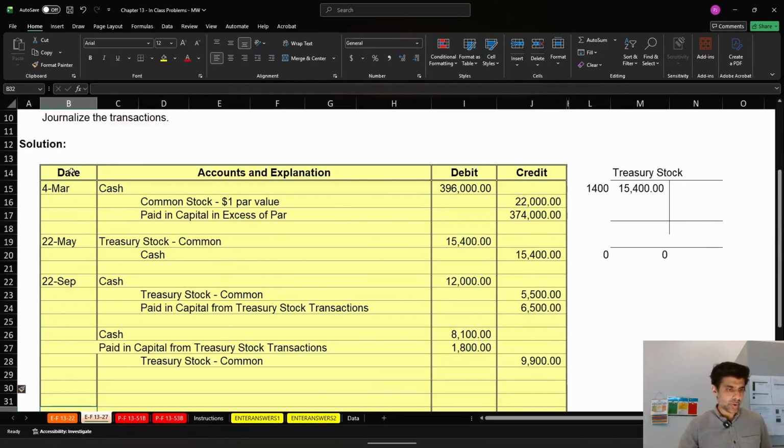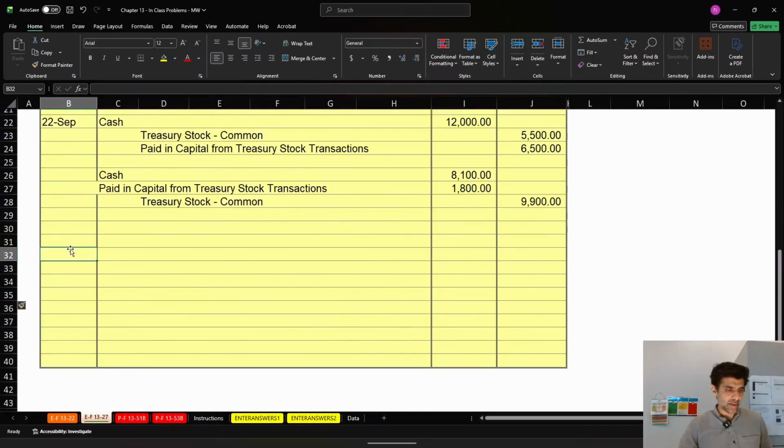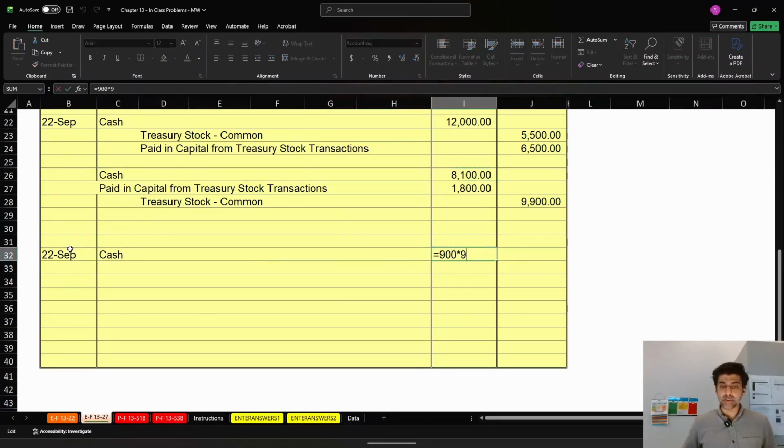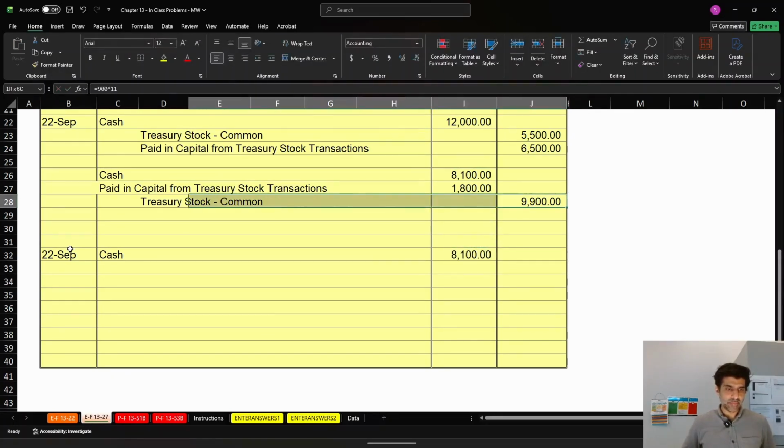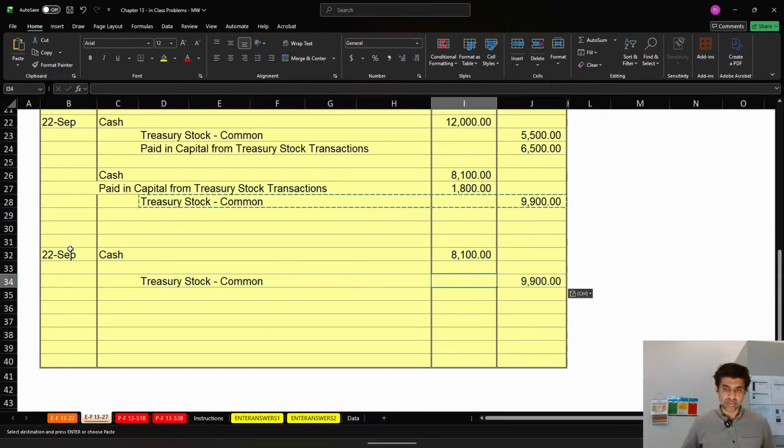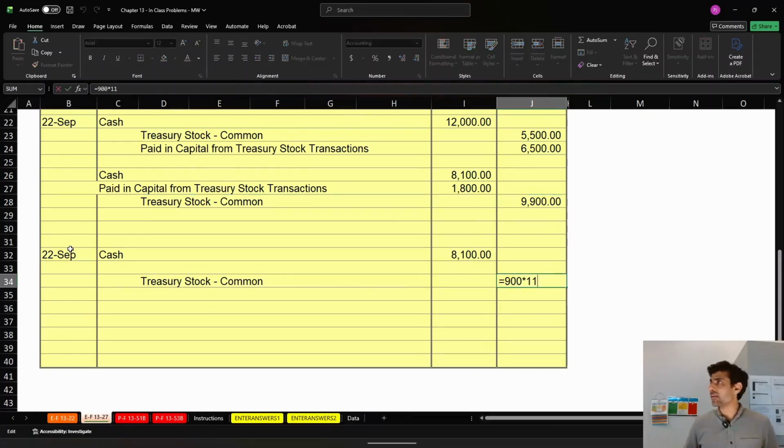Okay. It's going to happen on September 22nd, where this is going to be unchanged. We're still going to get this much cash. Remember, it is just 900 shares times $9. This is going to be the same because we still bought them for $11 each.